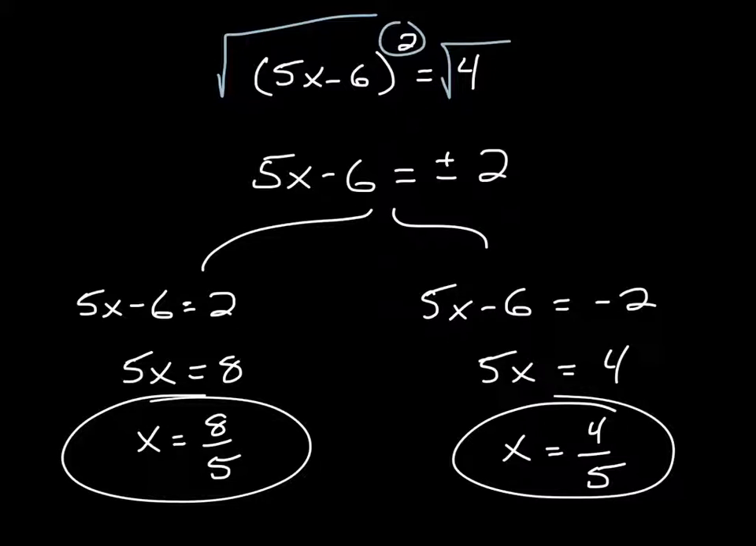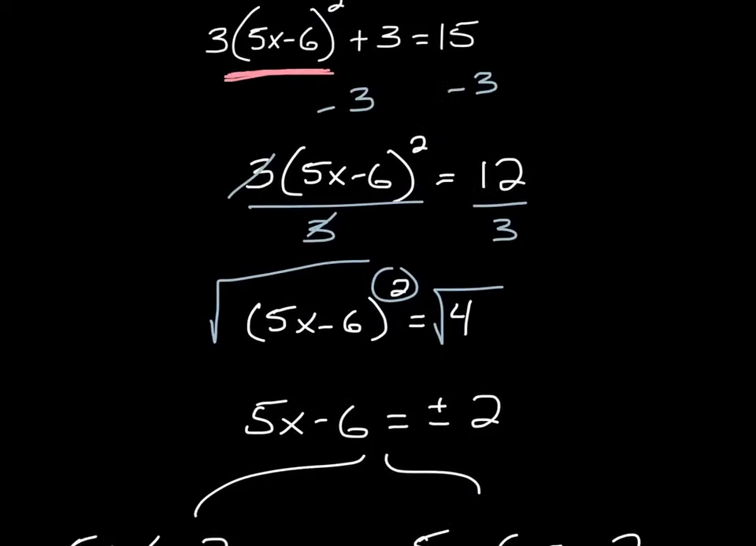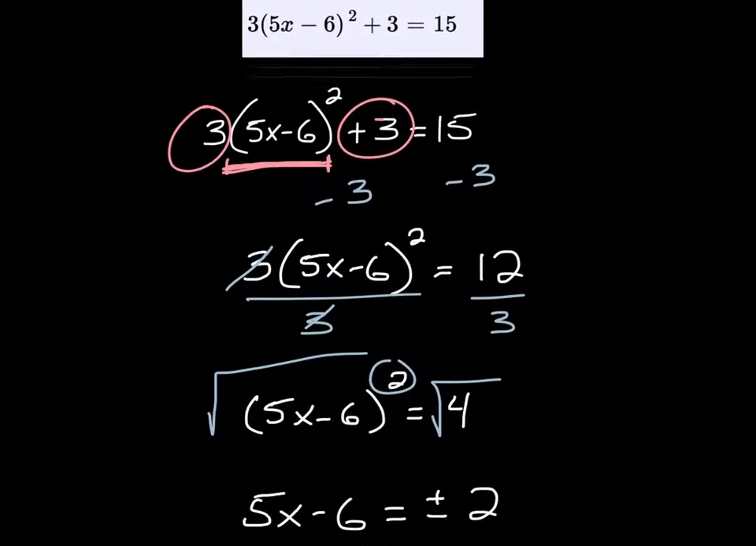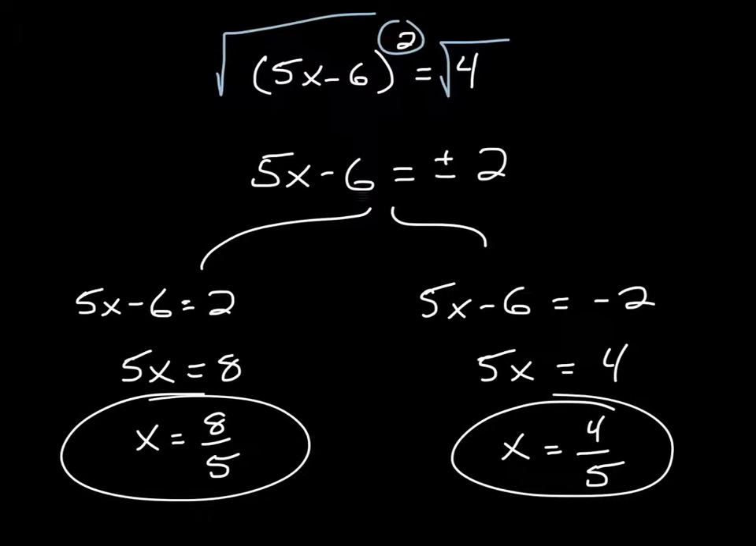And just to recap the whole concept of what I'm trying to do here, I take my original statement and I'm isolating this squared part again, by attacking this plus 3 by subtracting 3 from both sides and then dividing by this 3 that's being multiplied to it. Once I have that isolated, then I can take the square root of both sides of the equation.